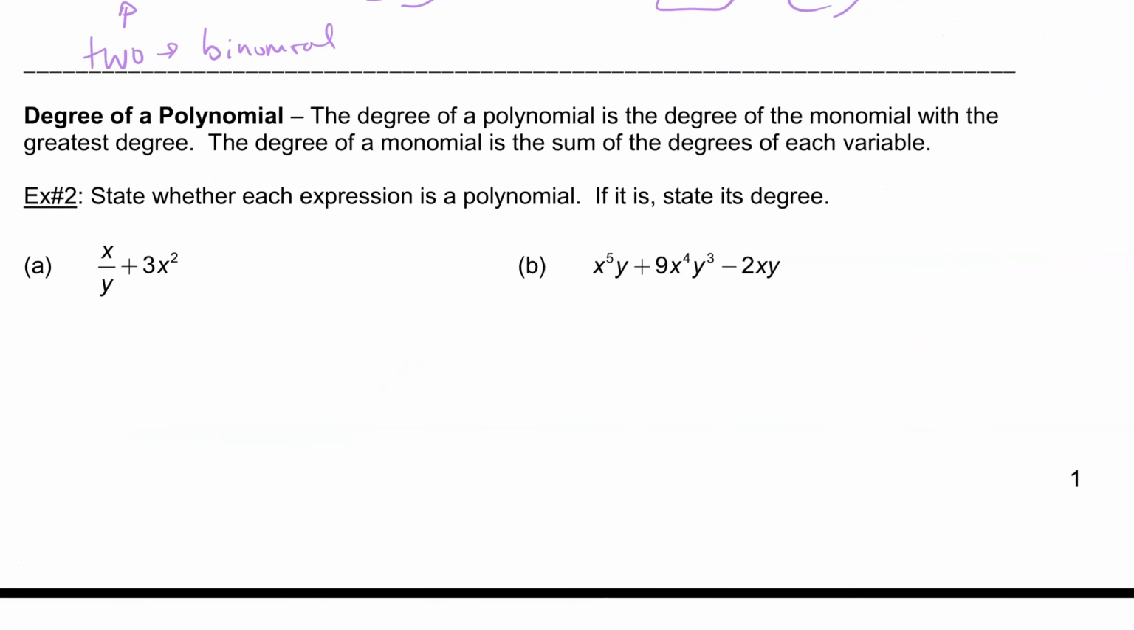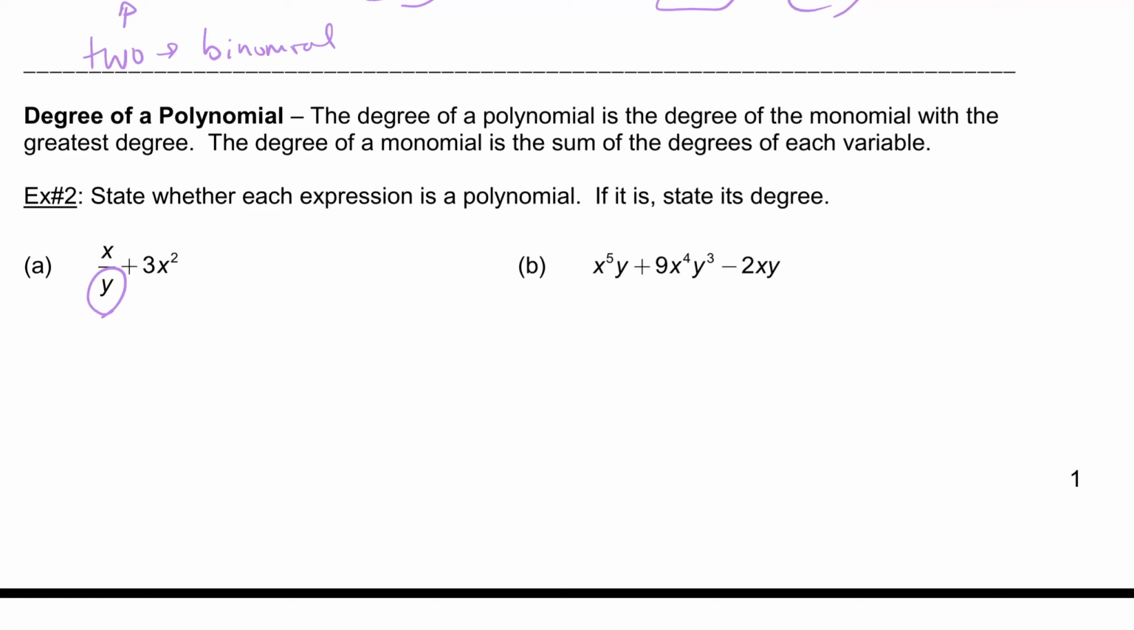Okay, the degree of a polynomial. The degree of the polynomial is the degree of the monomial with the greatest degree. The degree of a monomial is the sum of the degrees of each variable. So we want to state whether each expression is a polynomial. If it is, state its degree. Is this first one a polynomial? No, how do you know? It's 2 terms. Poly means many. It's a binomial.